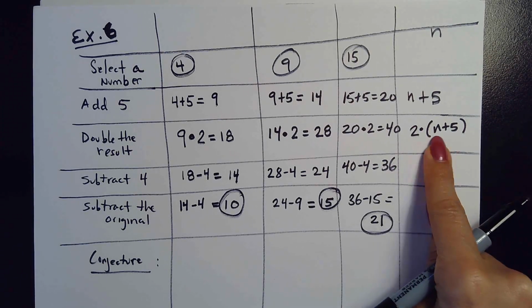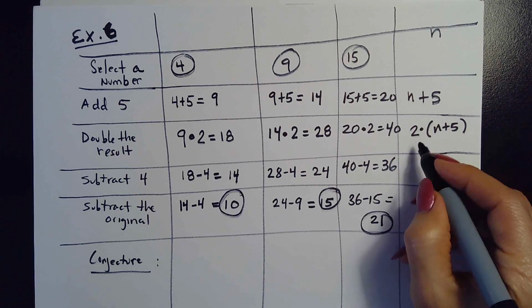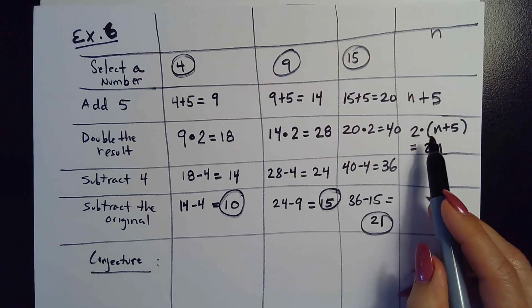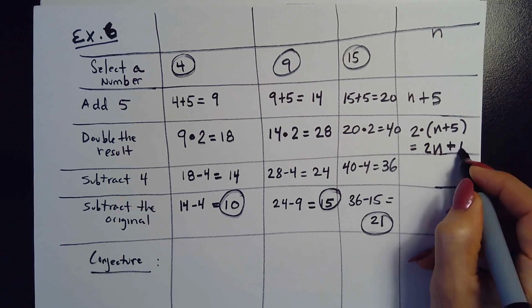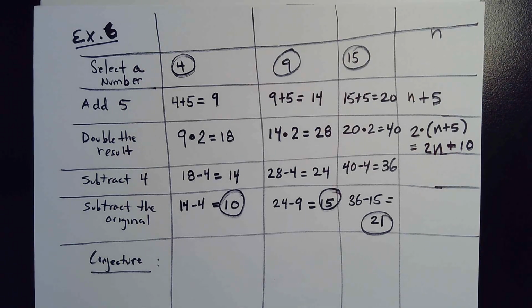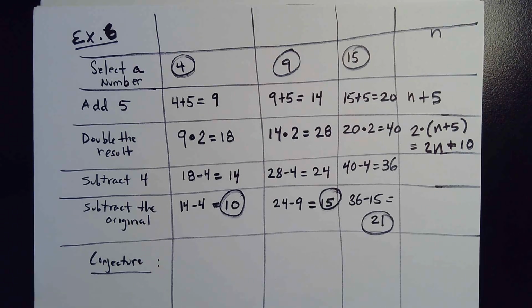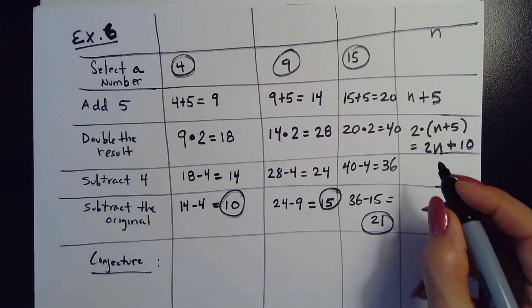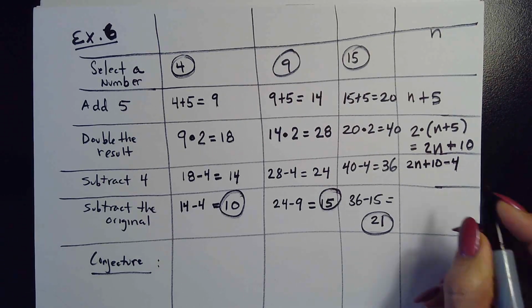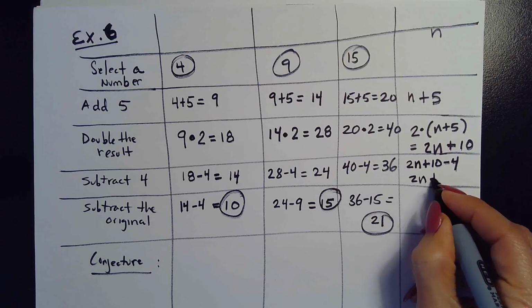And remember how to do this. You have to apply the distributive property. So this is 2 times n, that's going to give you 2n. And 2 times 5 is 10. So you end up with 2n plus 10. Remember your distributive property. We went over this last chapter, chapter 2, I think it was. Yes. Okay. Now you're going to subtract 4. So you have 2n plus 10 minus 4. That's going to give you 2n plus 6.